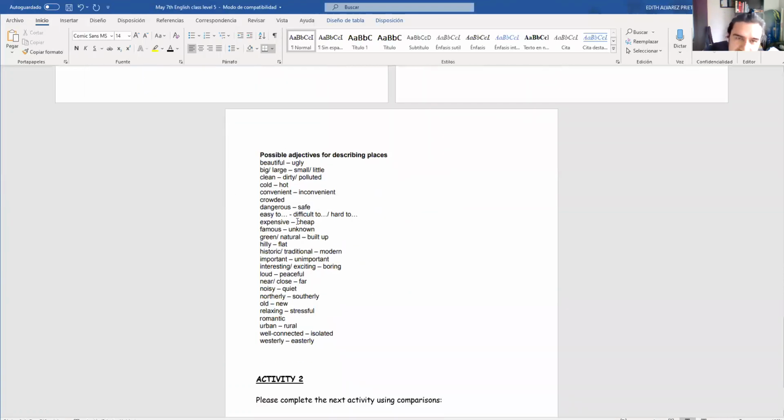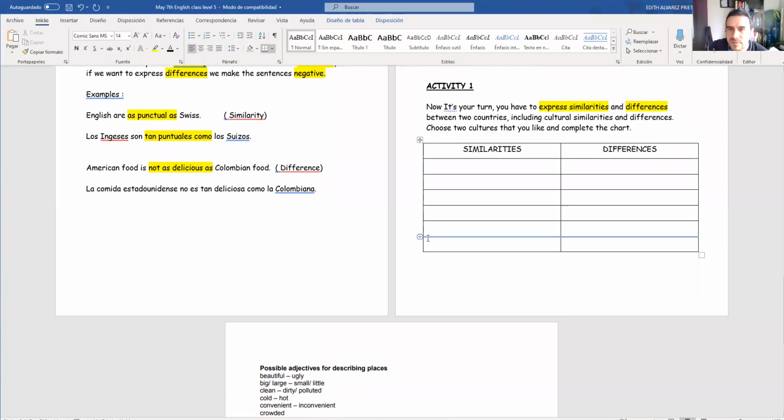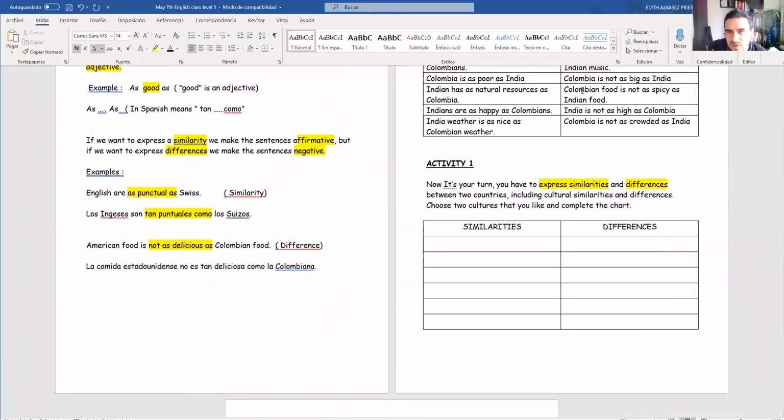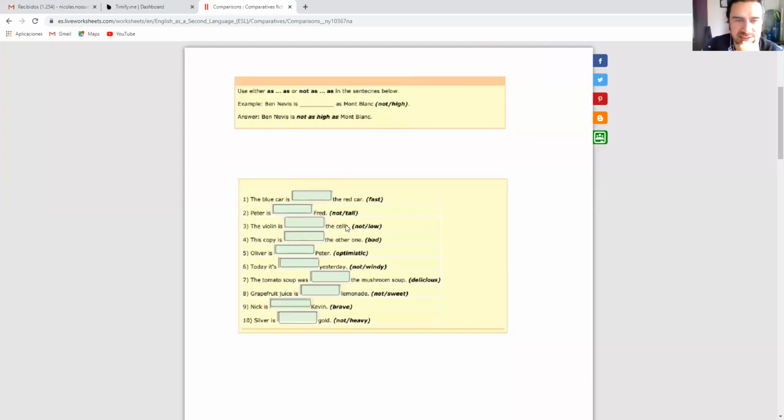Aquí les puse unos adjetivos que podrían utilizar. Si no están acá, pues los pueden buscar. La idea es usar comparisons, que usen esto, ¿listo? Como yo lo hice acá. All right. Y hay otra actividad, ¿listo? Relacionada con eso. One more time. Otra vez van aquí a la página, ¿listo? Le dan click. You click on the website and then you will see this activity, okay?